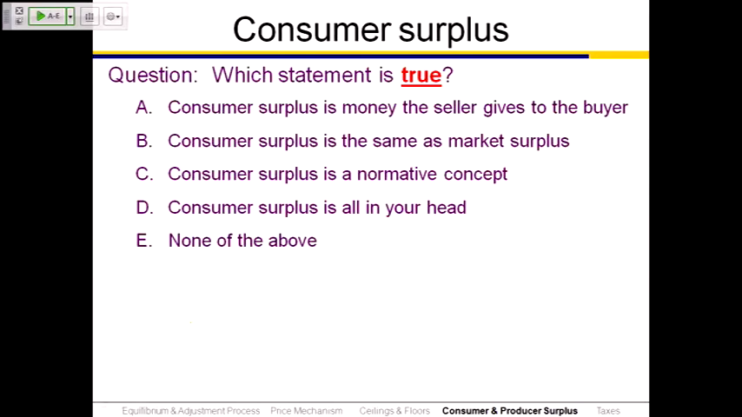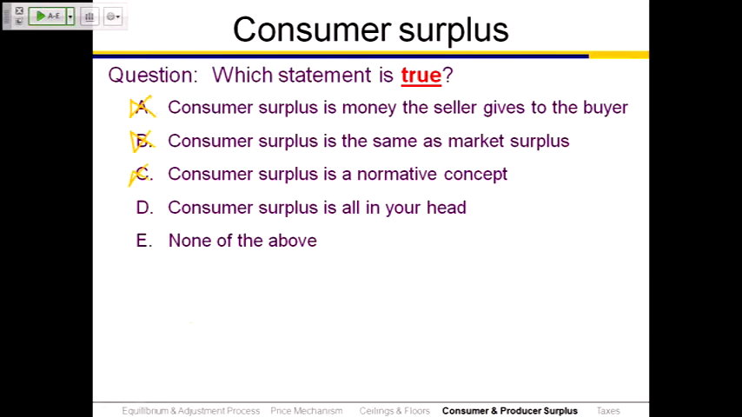So let's see. Clicker question. Which of these statements is true? Consumer surplus is money the seller gives the buyer. It's the same as market surplus. It's a normative concept. It's all in your head. Or E, none of the above. A, B, C, D, or E. Tell me about consumer surplus. 3 seconds. 1, 2, 3. It's not money. It's not the same as market surplus. Oh, good, only 1% said that.